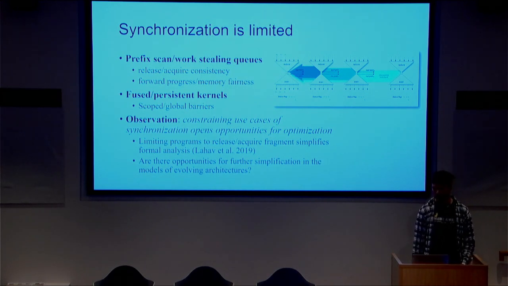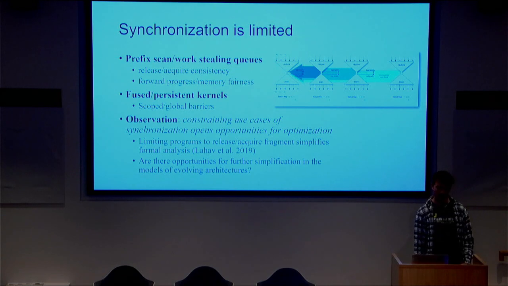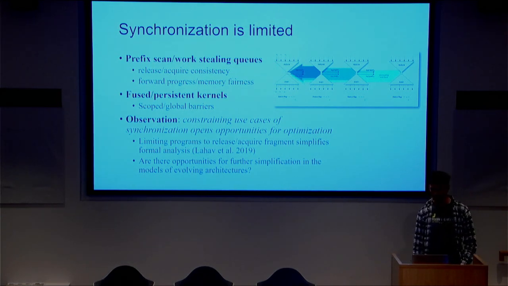They're not doing the super complex transformations necessarily that CPU compilers are doing. Maybe they will in the future, but right now they're probably not in a lot of cases. And so if we actually look at what GPUs are good for, maybe we should be constraining the use cases of synchronization and forward progress and building memory models that are simpler. Can we build simpler memory models for higher level programming languages? And can that lead to opportunities for simplifying analysis of those memory models?